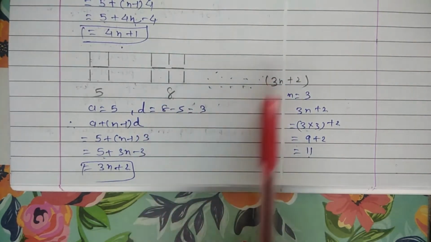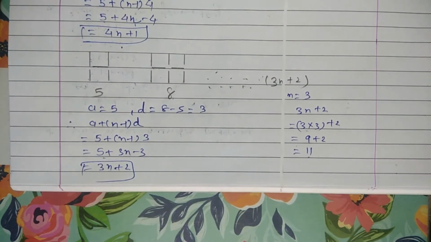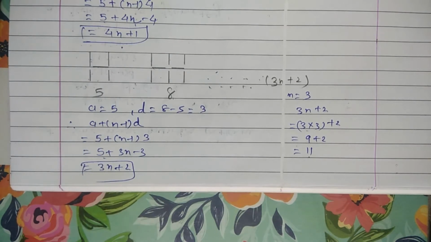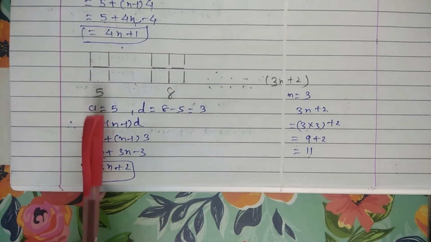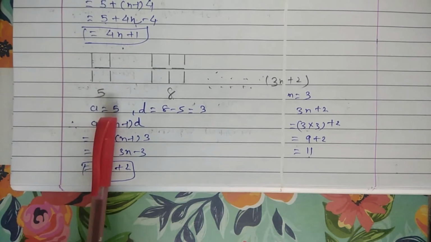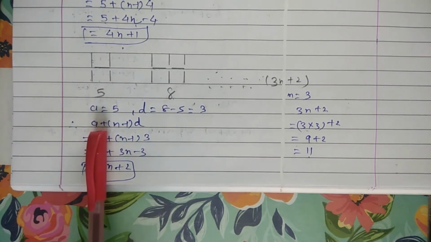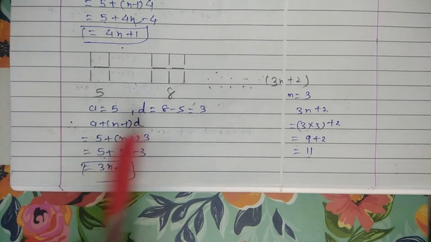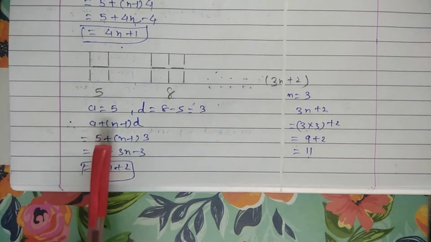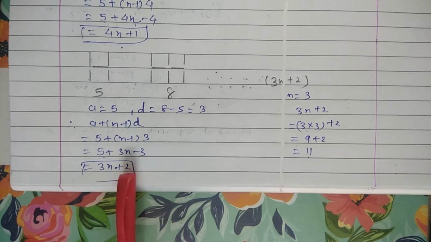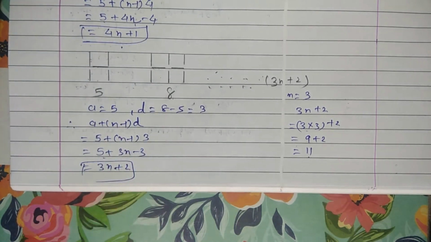Similarly, we can make this formula, that is this expression, using our arithmetic progression formula. a is equal to 5, the first term is equal to 5, the difference is 8 minus 5, that is equal to 3. We have to put this in the formula a plus (n minus 1) into d. That is 5 plus (n minus 1) into 3, which is equal to 5 plus 3n minus 3. 5 minus 3 is 2, and 3n. 3n plus 2 is our expression.